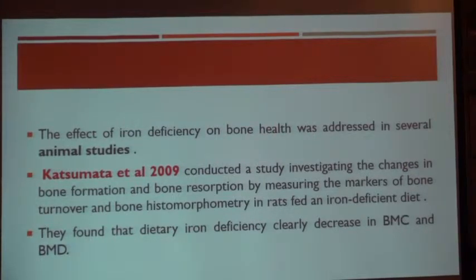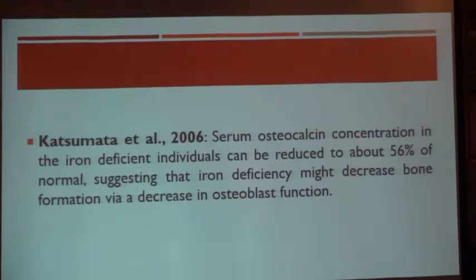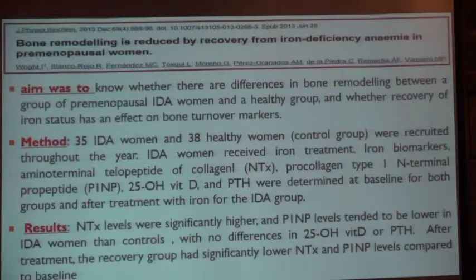In 2009, a study investigated changes in bone formation and bone resorption by measuring markers of bone turnover and histomorphometry in rats. They found that dietary iron deficiency decreased the bone mineral content and bone mineral density. Another study reported that the marker of bone formation, osteocalcin, is also decreased in patients with iron deficiency.